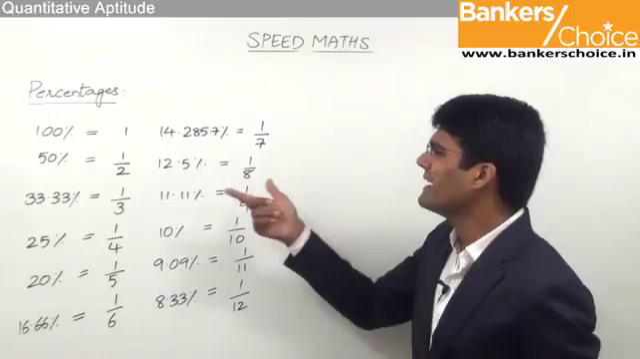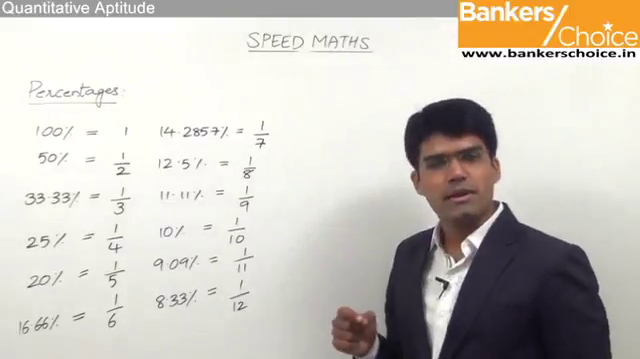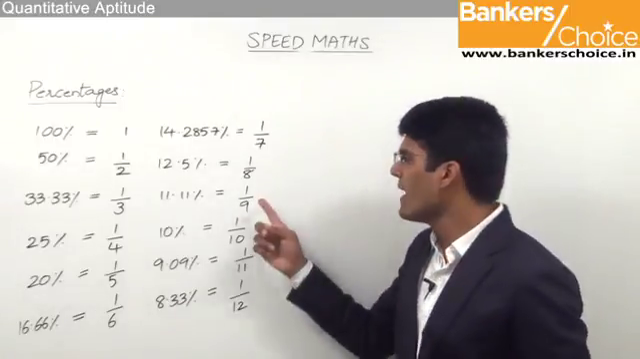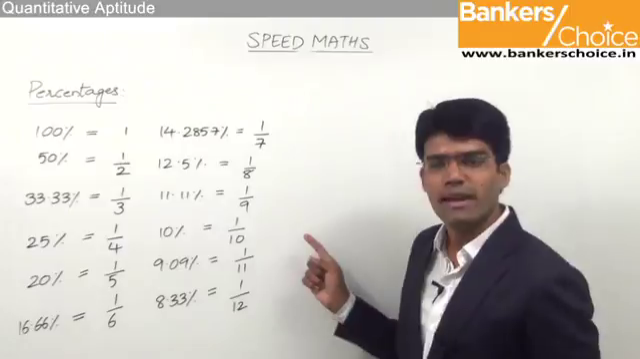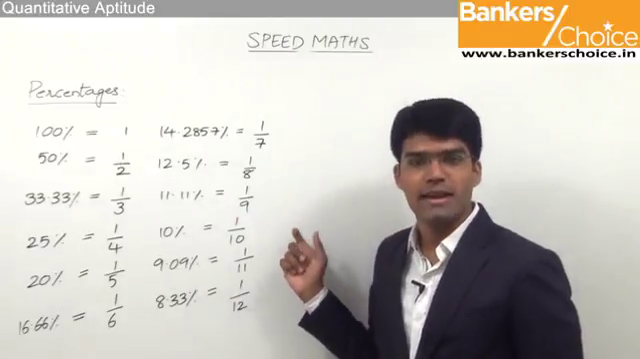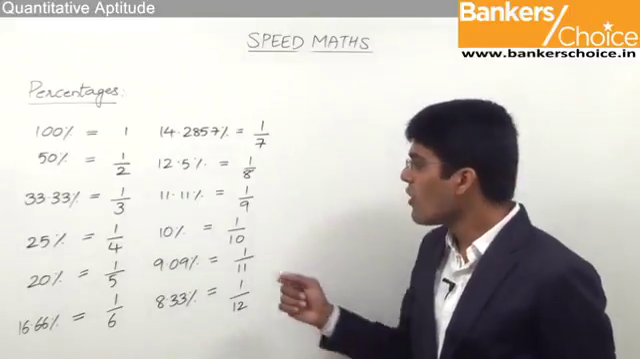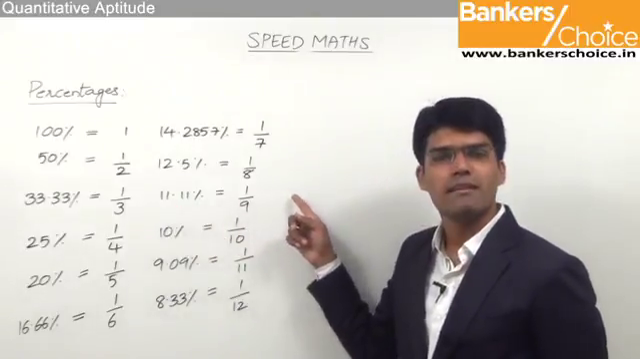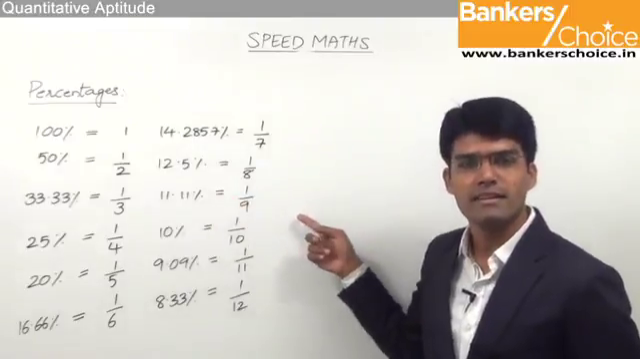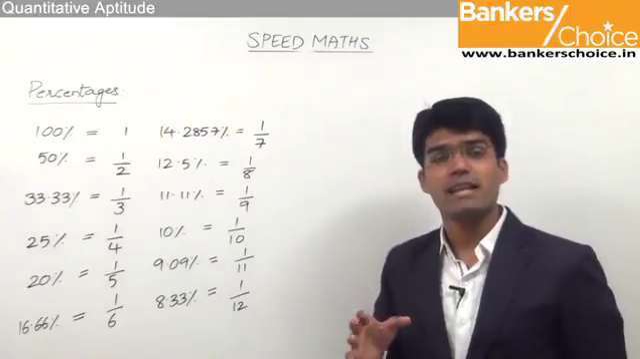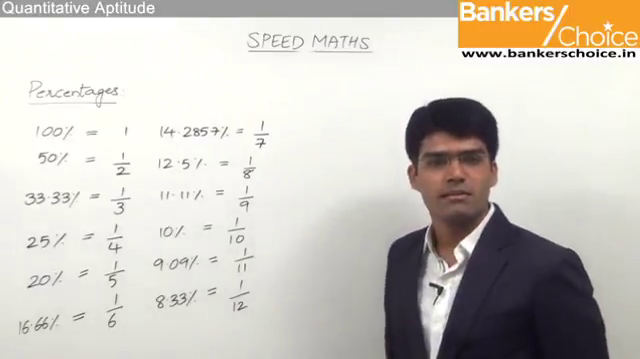Moving on to the next one, 11.11 is 1 by 9. Now this is a very easy one. 11.11% equals 1 by 9. Now we know what 1 by 9 is. We need to find out 2 by 9, 3 by 9 up to 9 by 9. So 2 by 9 will be 22.22. 3 by 9 is 33.33, and 3 by 9 is 1 by 3. So 33.33 is 3 by 9, or we can say 1 by 3. 44.44 will be 4 by 9. 55.55 is 5 by 9. 77.77 is 7 by 9. So this is how we can make the calculation simple by practicing on all the multiples.